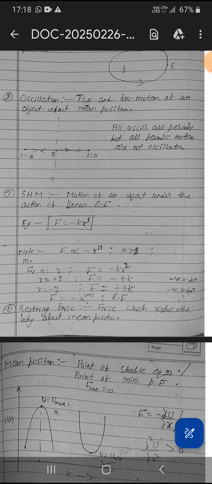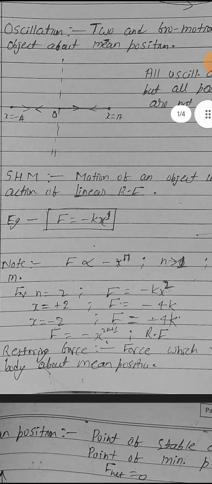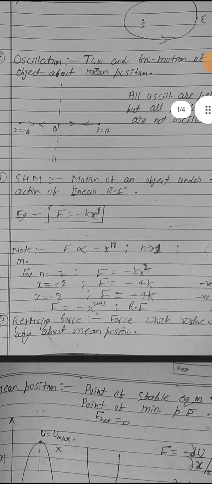Now, next question is, what is SHM then? The motion of an object under the action of linear restoring force is called simple harmonic motion or SHM. Under the action of linear restoring force, that's why you can see here F equal to minus k x to the power 1. You must note here that we have put a negative sign because there is a restoring force acting on the body.